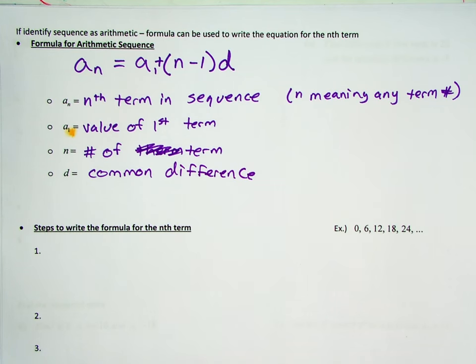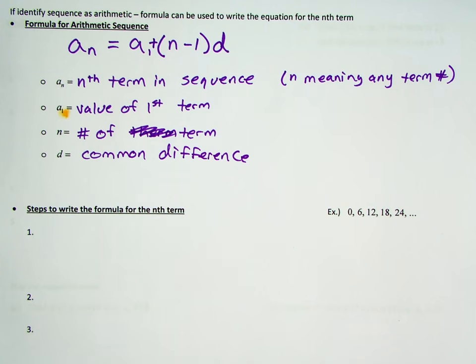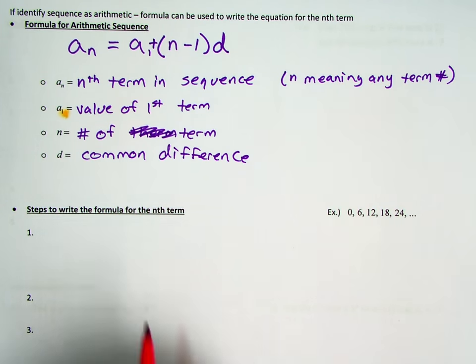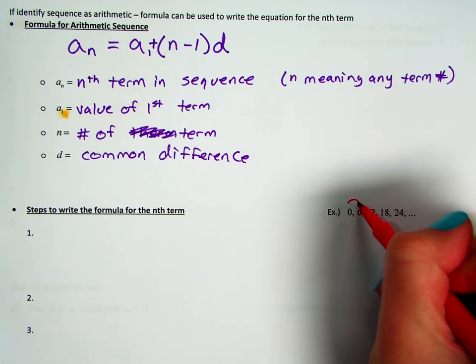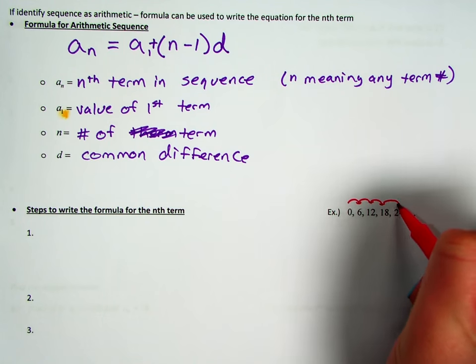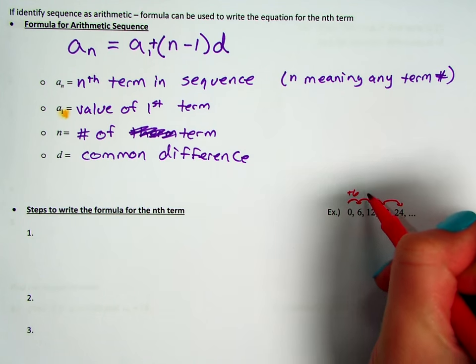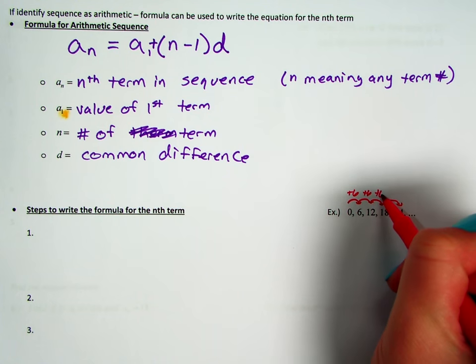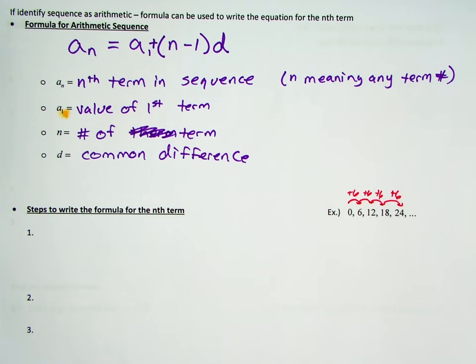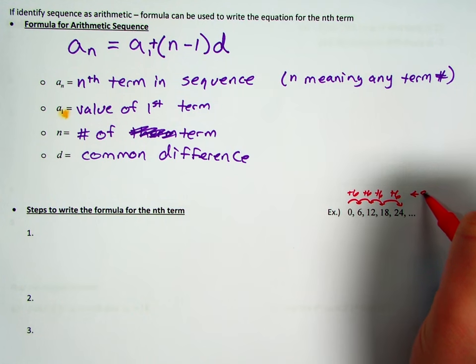Before, we just kind of guessed and checked to write an equation for the nth term. That's what we had been working on in the first two sections of this chapter. But now we actually have a formula to help us write it, but we have to make sure that it is arithmetic first. So when I look at this problem, I have to think, is there a set number that this is going up by each time? Well, if I add 6, I get to 6. Adding 6 to 6 is 12. Adding 6 to 12 is 18. Adding 6 to 18 is 24. So this I know is arithmetic because it's going up by the same amount.